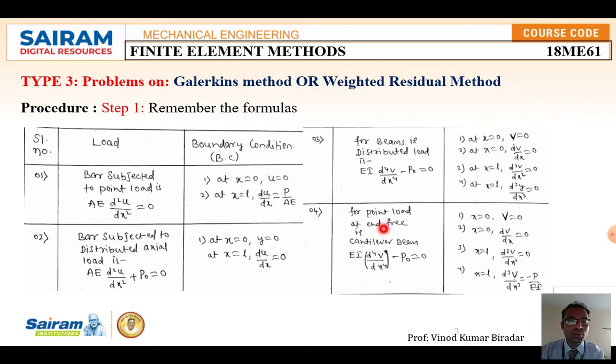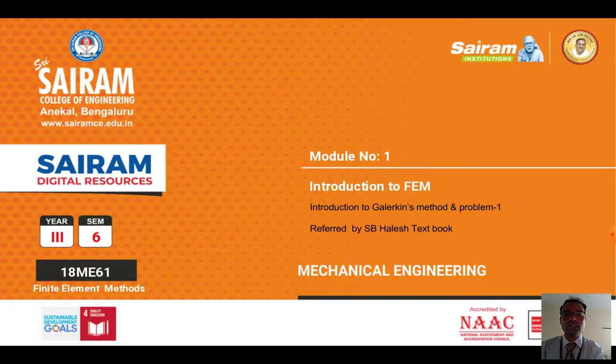Again for the cantilever beam, if they ask a cantilever beam problem using the Galerkin method, you have to use this formula: EI d⁴v/dx⁴ minus p0 is equal to 0. Again you have to apply the 4 boundary conditions here. That is, at x equal to 0, v is equal to 0. At x equal to 0, ∂v/∂x is equal to 0. At x equal to L, d²v/dx² is equal to 0, and at x equal to L, ∂³v/∂x³ is equal to minus P by EI. So these boundary conditions you have to remember in the Galerkin method. That is step number 1.